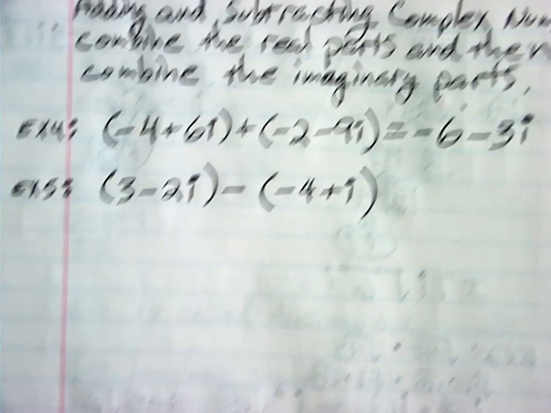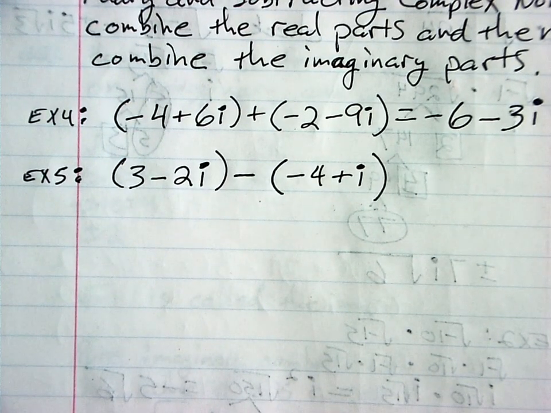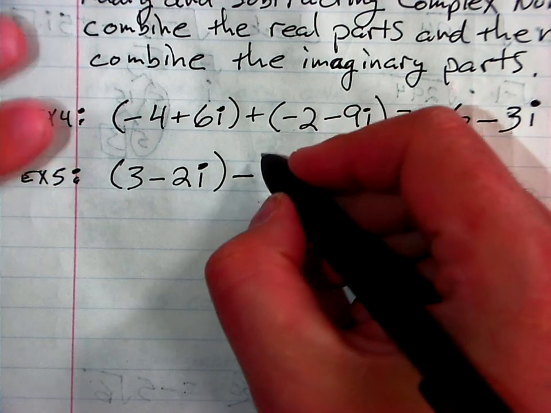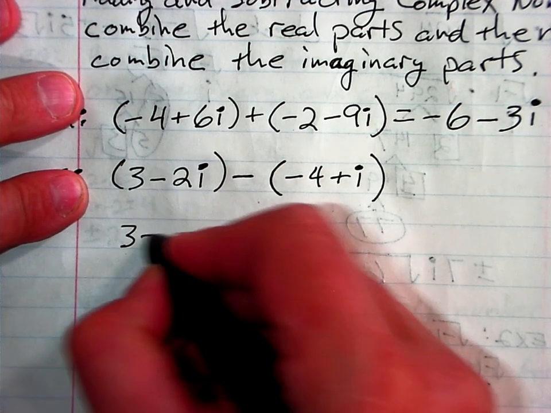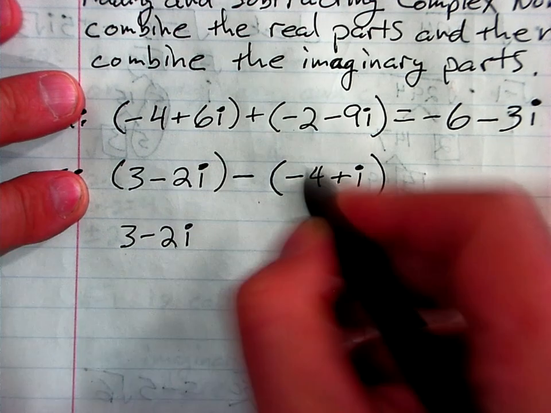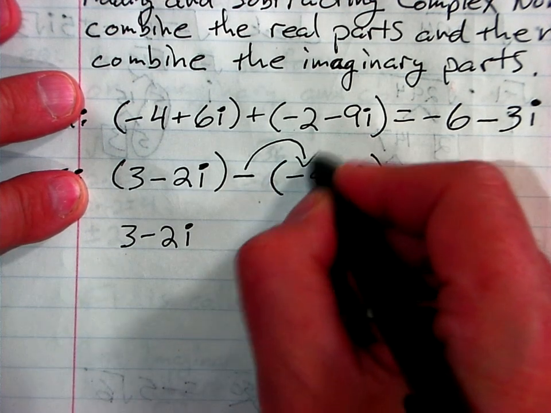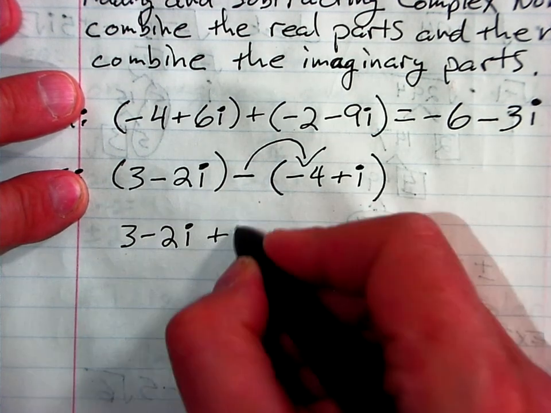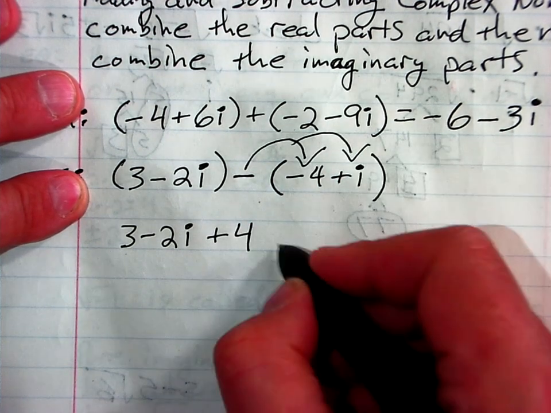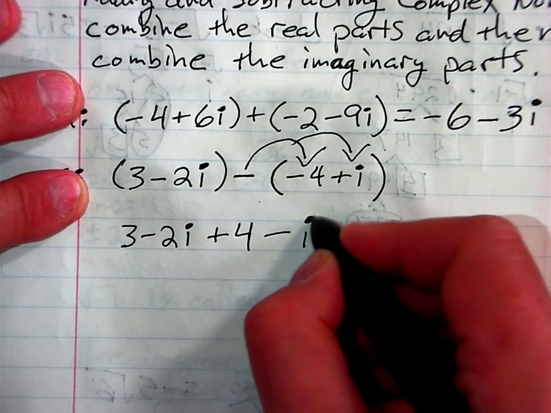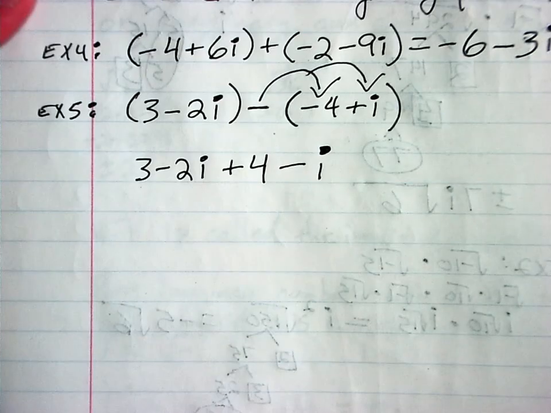Can we just flat out subtract as it is right now? No. What property do we have to do? So I'm going to distribute the negative. Does anything whatsoever happen to the 3 minus 2i in front? Negative times -4 is 4, negative times i is -i. So I forget which goes first, the real number or the imaginary?